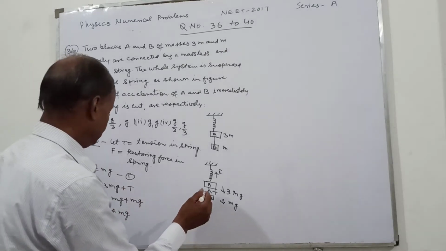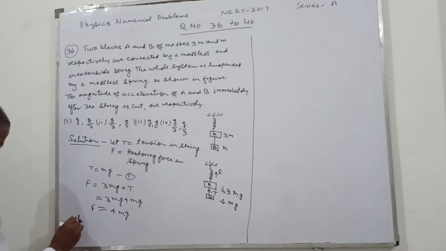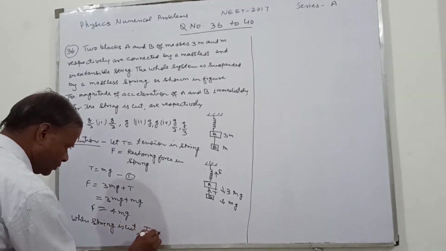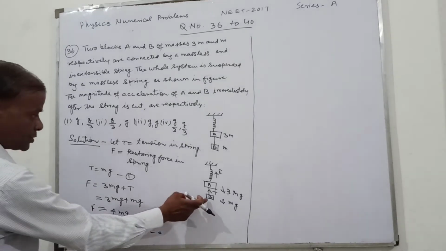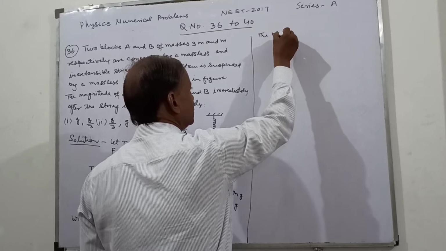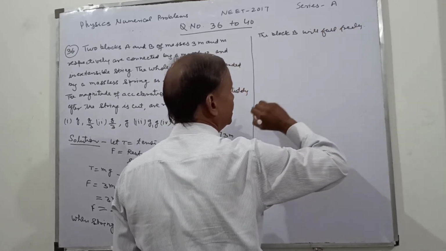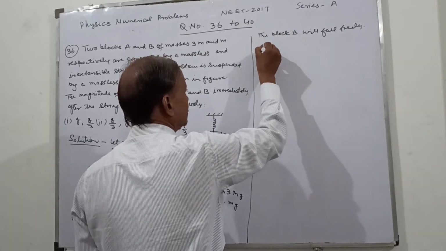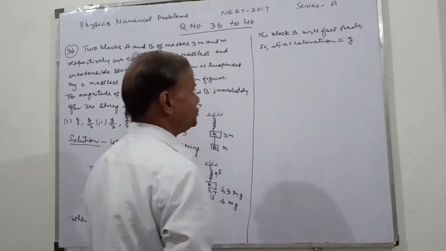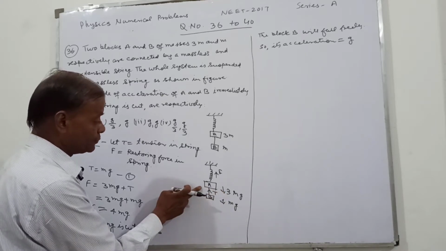Now as the string is cut, when the string is cut, T equal to 0. So this block B will fall freely. The block B will fall freely. So its acceleration is equal to g. Now as this is cut, this will go down and only there will be the force 3 mg. So this will move upward.